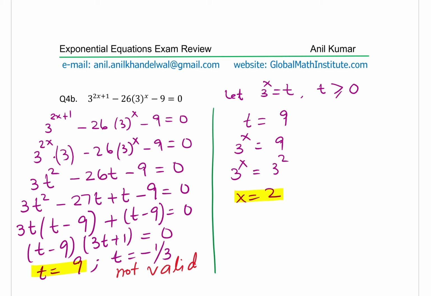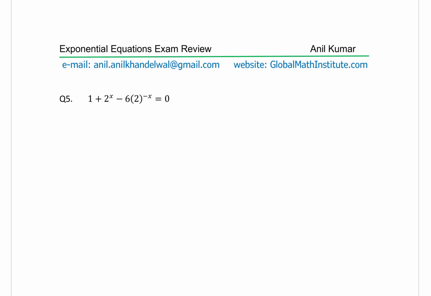So let's move on and take the next question, which is also a form which can be reduced to quadratic form. Now the question is 1 plus 2 to the power of x minus 6 times 2 to the power of minus x equals 0. Well, that really means I could write this as 1 plus 2 to the power of x minus 6 times 2 to the power of minus x, which means it comes in the denominator. We can multiply by 2 to the power of x and simplify the equation.